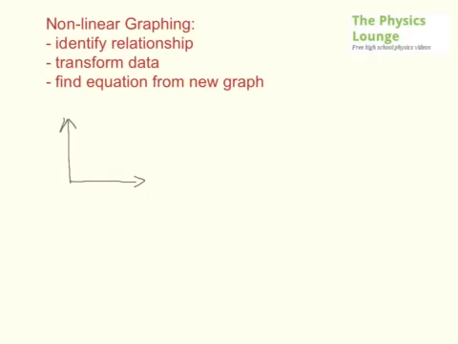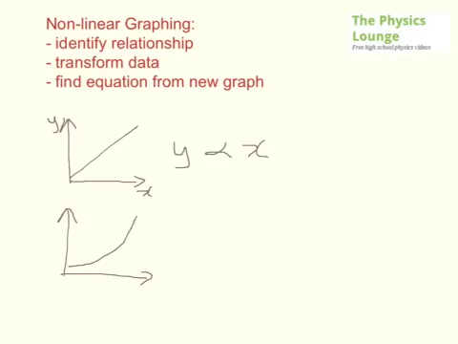So a linear graph is easy to deal with, just a straight line. That tells us that whatever's on the y-axis and whatever's on the x, y is directly proportional to x. And we don't have to worry about that. We can just do our rise over run, calculate our gradient, and find an equation. But if we have curves, it can get a little bit tricky.